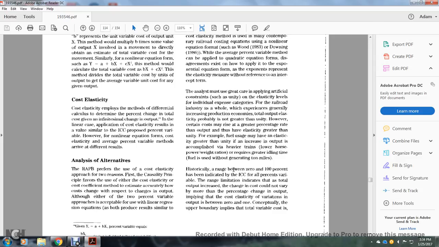However, certain costs may rise at a greater percentage rate than output. They have an elasticity greater than unity. For example, fuel usage may have an elasticity greater than unity as output increases, accomplished with heavier trains and lower horsepower-weight ratios, which require greater idle time, so fuel is used without generating ton miles.